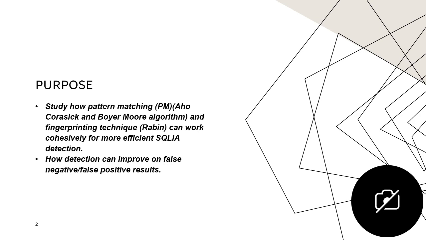The purpose of this research topic is to examine how pattern matching, Karp-Rabin and Boyer-Moore's algorithm, for example, and fingerprinting techniques, Rabin technique for fingerprinting, can work cohesively for more efficient SQL injection attack detection. This is also going to explore how detection can improve on false negative and false positive results when working to determine the presence of SQL injection attacks and its accuracy.